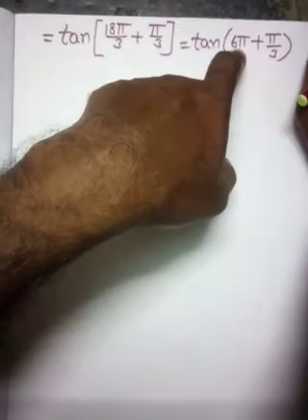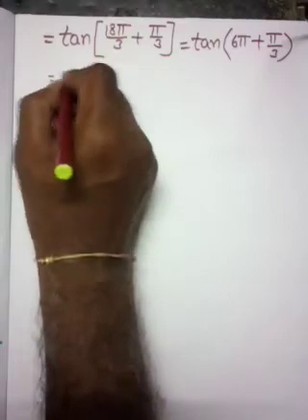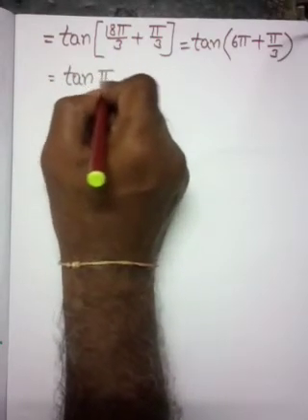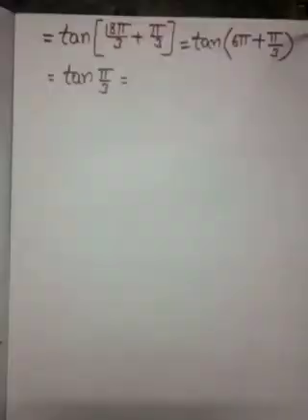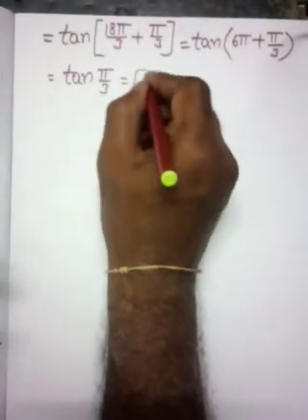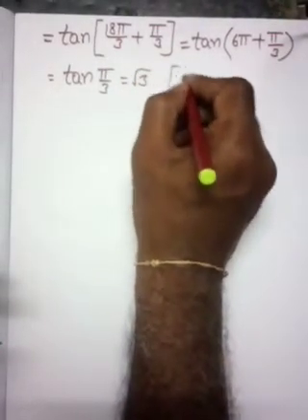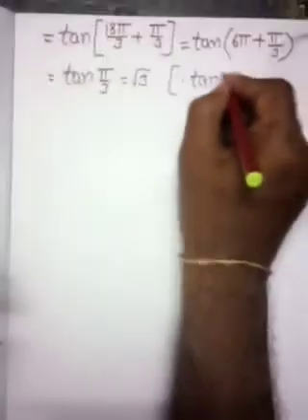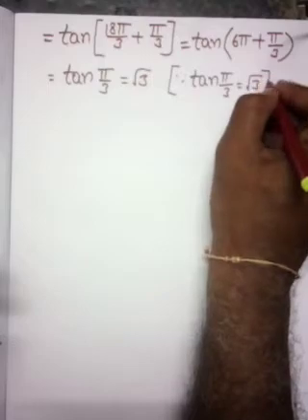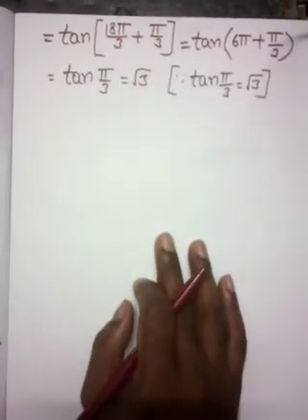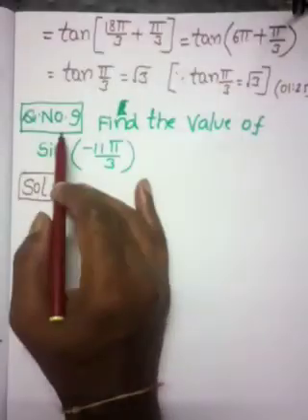If you observe, this is a multiple of 2 pi. 2 pi is nothing but 360 degrees. So we can remove this first term. We can consider only the second term. That is equal to tan of pi by 3. What is the value of tan pi by 3? Yes, root 3. Because tan pi by 3 is equal to root 3. Understood, my children? Right. Now come to the question number 9.